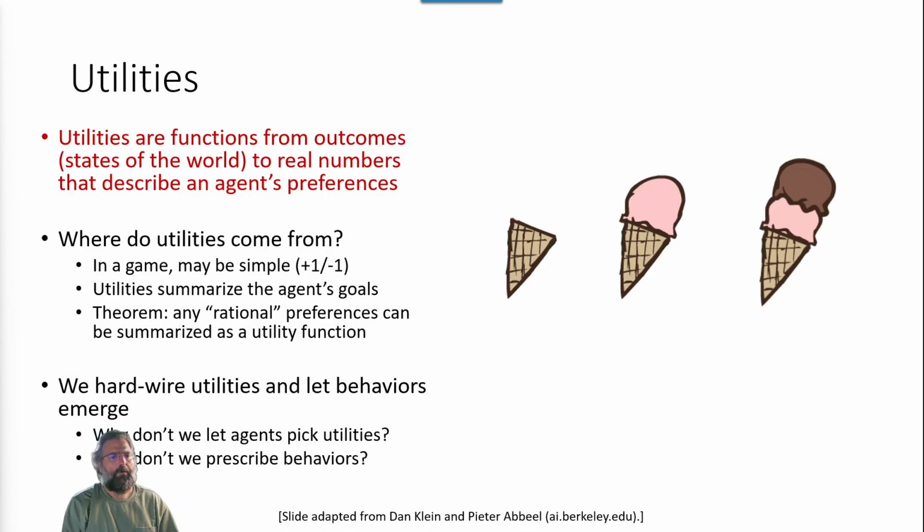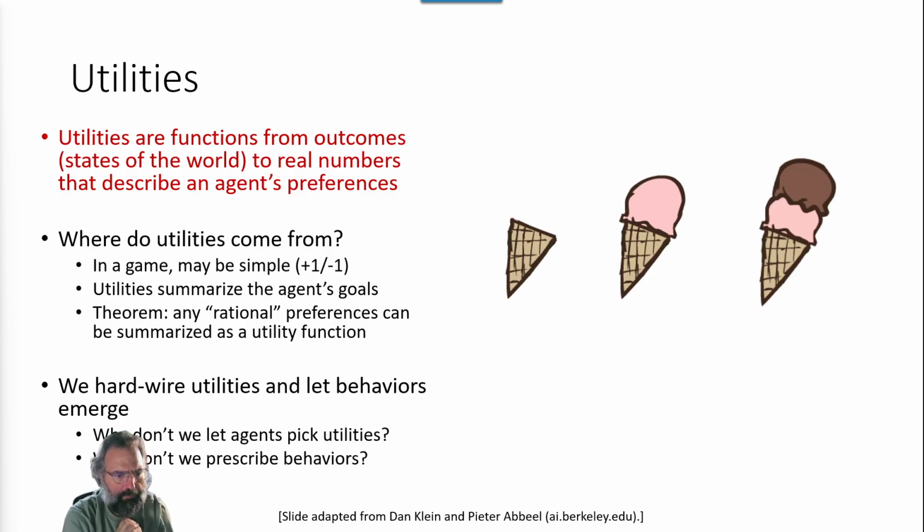utilities are functions from outcomes, so states of the world, that we're trying to get to a real number that describes a preference. So given A or B, which is better, right? And that's really what we're trying to get to here, is coming up with a way of quantifying that. So that's what the function is. Something takes in an observation about a condition of the world, maybe some outcome that is a change in that condition, and is it better than the other thing? So you need some way of being able to quantify.